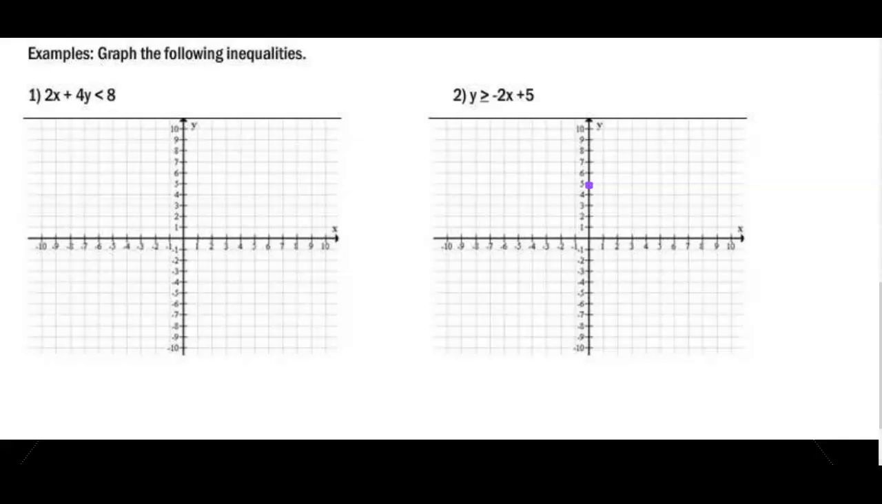Point at positive 5, and then my slope is negative 2. So I go down 2 over 1, or you can go left 1, up 2. This is greater than or equal to, therefore it is solid. Y is greater than, therefore you shade above.